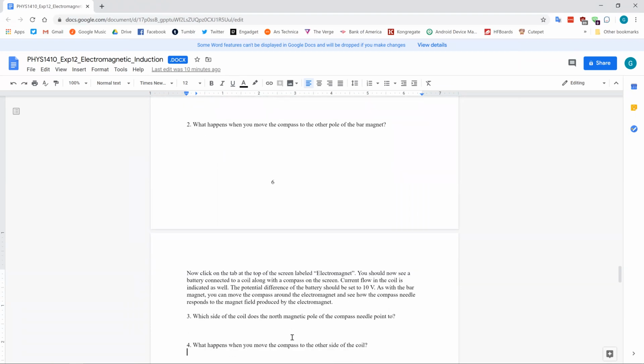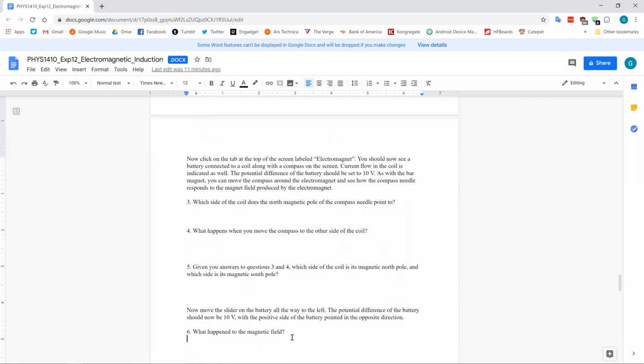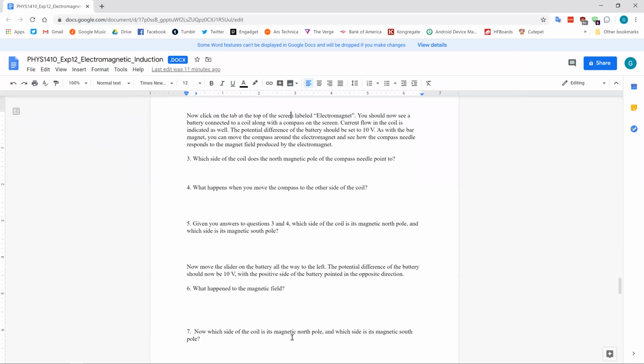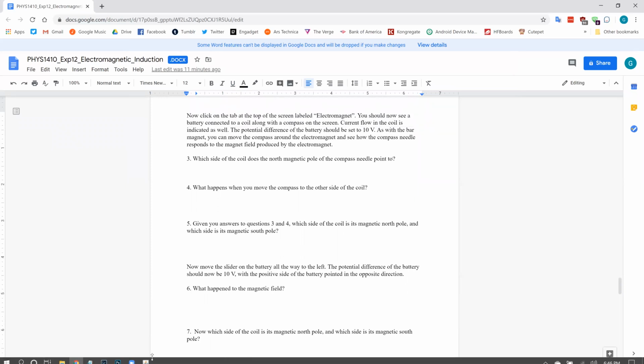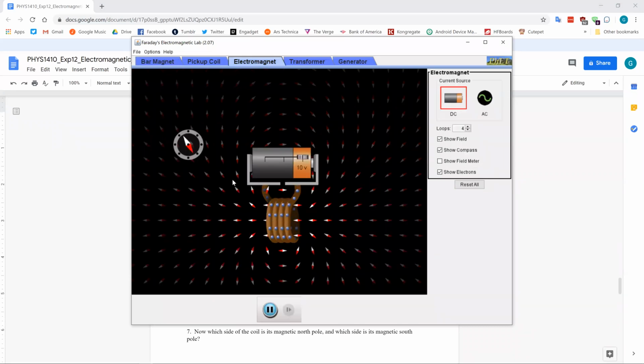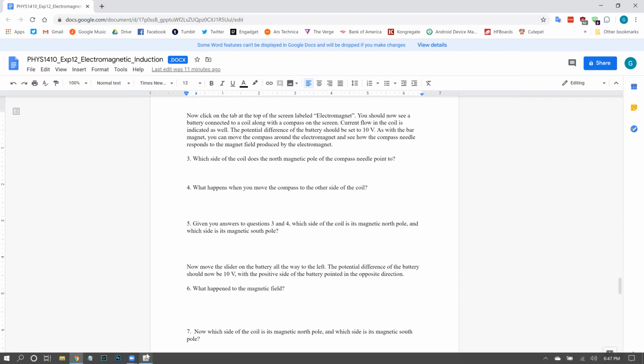So then we go to the Electromagnet tab. Let's scroll this down a little bit. When we open this up, we've got a battery. It's running a current through here, which we can see. The battery voltage is set to 10 volts. So the first question: which side of the coil does the north magnetic pole point to?